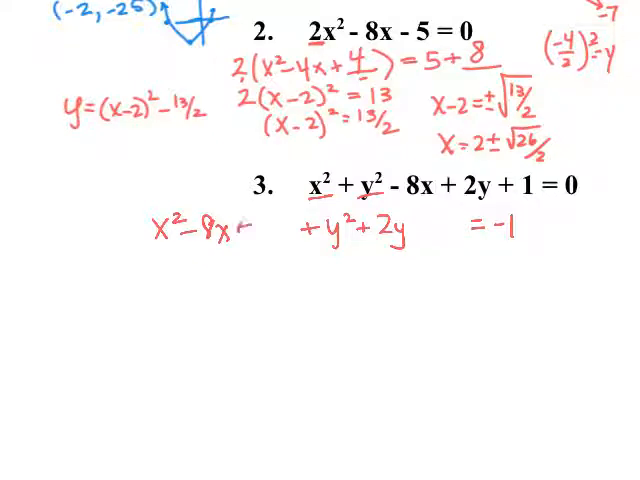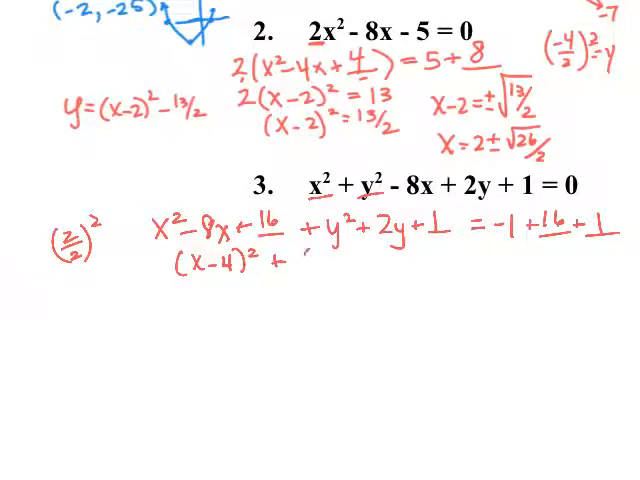So we have to complete the square here and add both to the other side to keep the equation in balance. So negative 8 divided by 2 is negative 4. Negative 4 squared is 16. And 2 divided by 2 squared is 1 squared, or 1. And when we now factor each of these, the x separate from the y, you end up with x minus 4 squared plus y plus 1 squared equals 16.